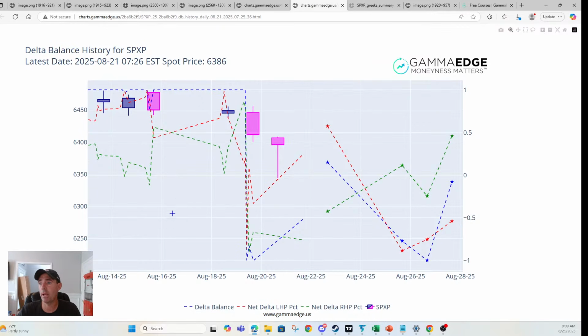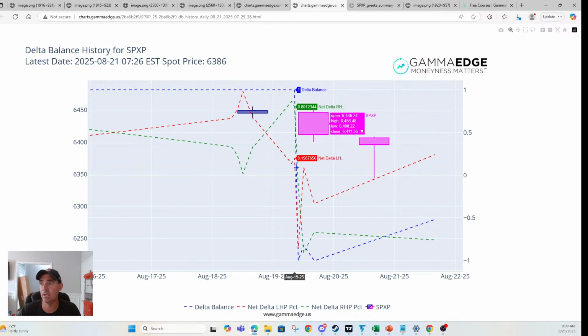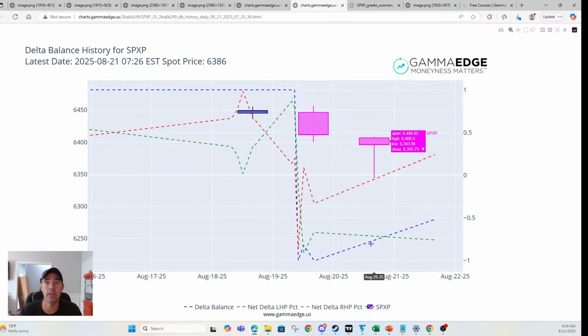Moving on to the delta balance, again, we're seeing that overall drop in the delta balance that we were discussing, dropping down towards the -1. Now we're seeing a positive slope. This red is the left-hand plane, that's below spot price. But you're seeing the delta balance below 0. So again, indicating that put speculation is maintaining overall control.